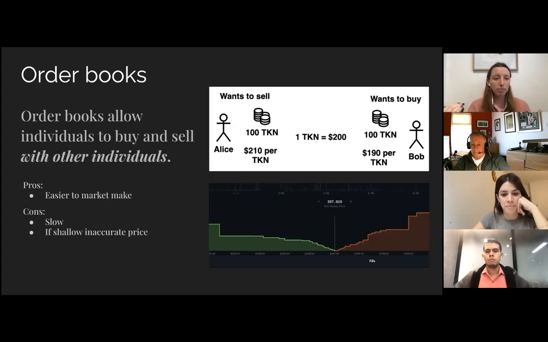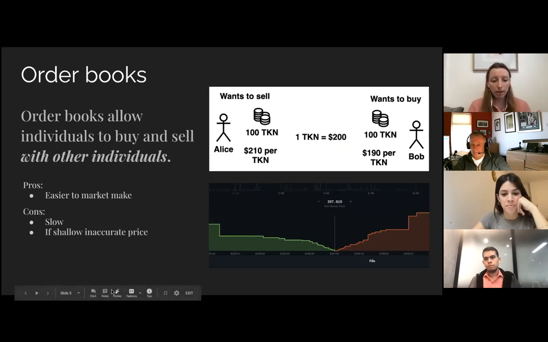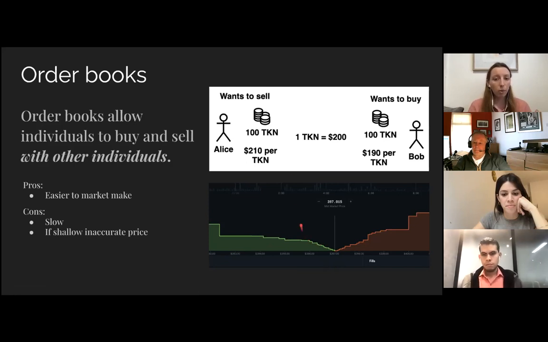This is Coinbase Pro, which uses an order book for trades. Let me turn on my pointer. Each of these little steps here is an individual order, like Alice's order or Bob's order. As the prices meet, they will execute the trade, and then the price will move as the trades execute, right? So order books are quite common. There's lots of decentralized ones like 0x protocol, and there's centralized ones like Coinbase or Luno.